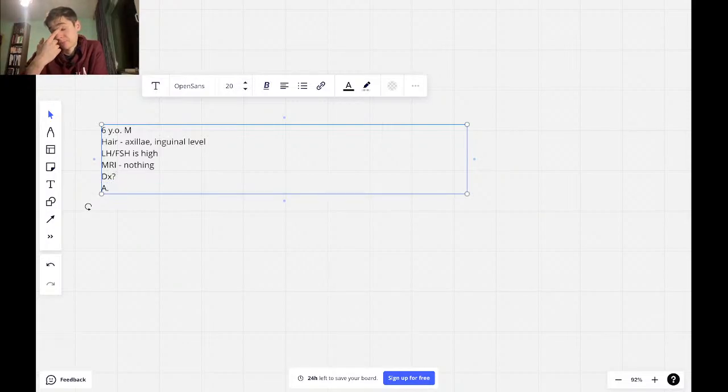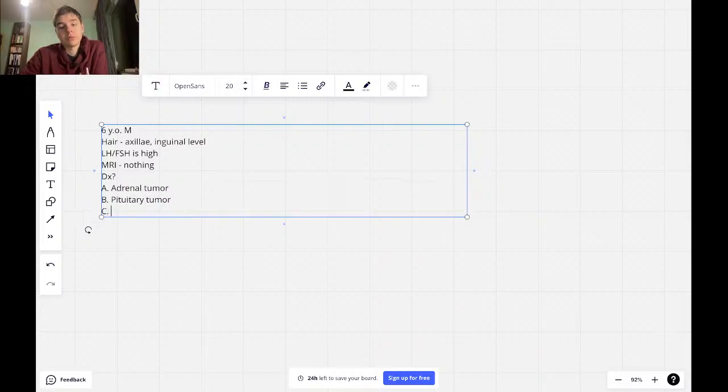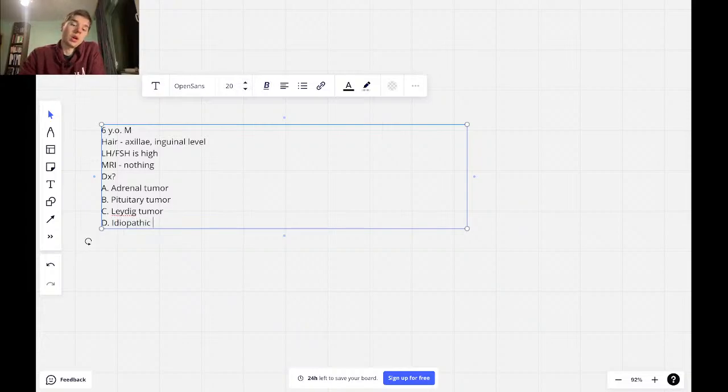We have an adrenal tumor. Maybe he has a pituitary tumor. Also, we might consider Leydig tumor, or he has idiopathic precocious puberty.